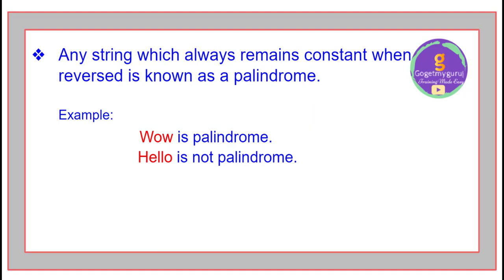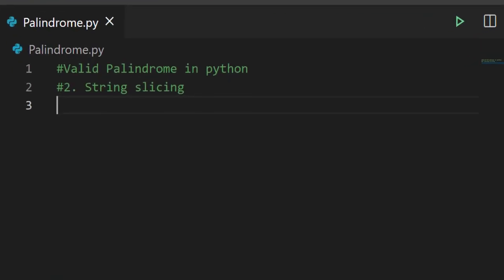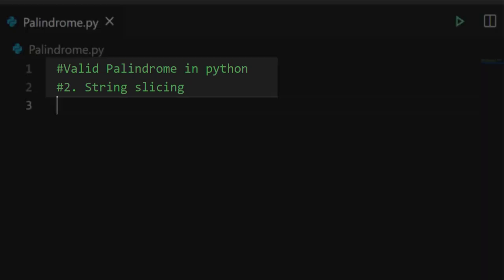We'll write one more example. We'll enter one more string, that is hello. When you read or write it from reverse, it is different from the original string. Hence it is not a palindrome. Before writing the program for valid palindrome, we'll understand the string slicing for valid palindrome in Python.